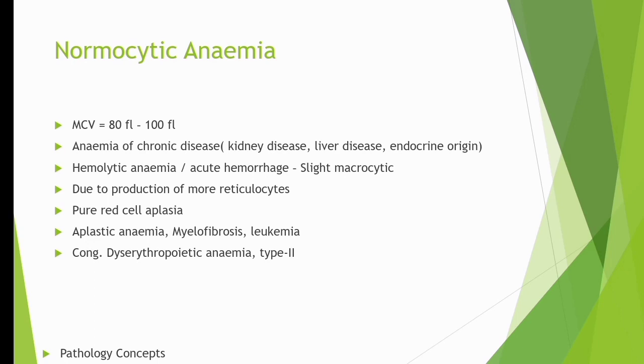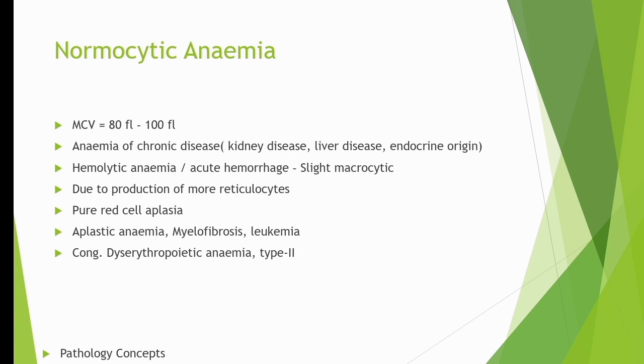Normocytic anemia. Values of the MCV are normal, between 80 to 100 femtoliter. Causes of normocytic anemia are anemia of chronic disease like kidney disease, liver disease, or endocrine origin. Other is hemolytic anemia or anemia after acute hemorrhage. They may be normocytic or slightly macrocytic. Pure red cell aplasia, where reticulocytes are decreased markedly.